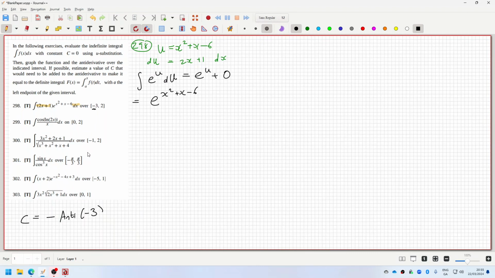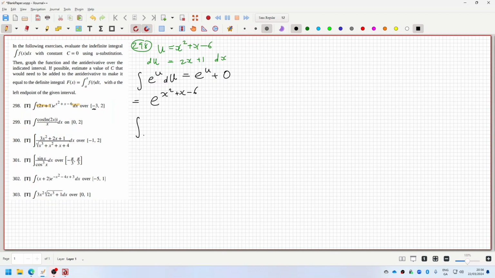So let's read that again. Then graph the function and the antiderivative over the indicated interval. If possible, estimate a value of c that would need to be added to the antiderivative to make it equal to the definite integral of that, with a being the left endpoint of the given interval. What on earth? Why do we have to estimate it? Why not just calculate it?